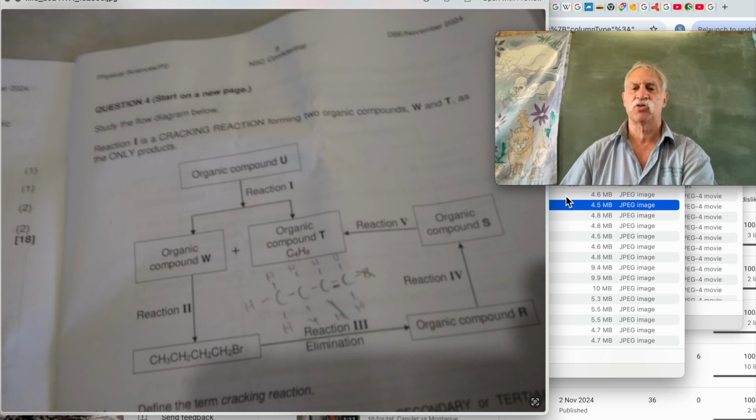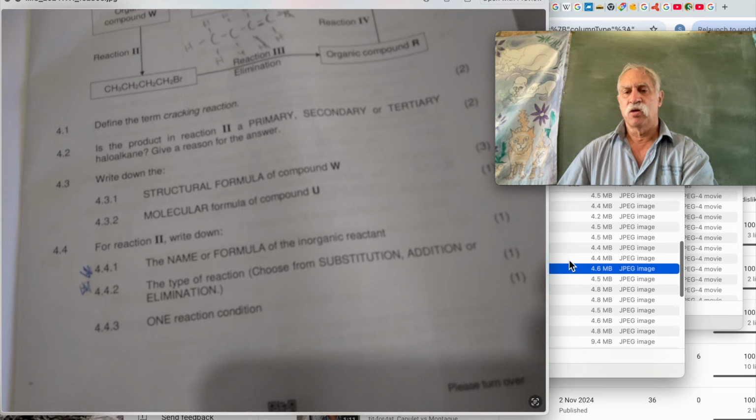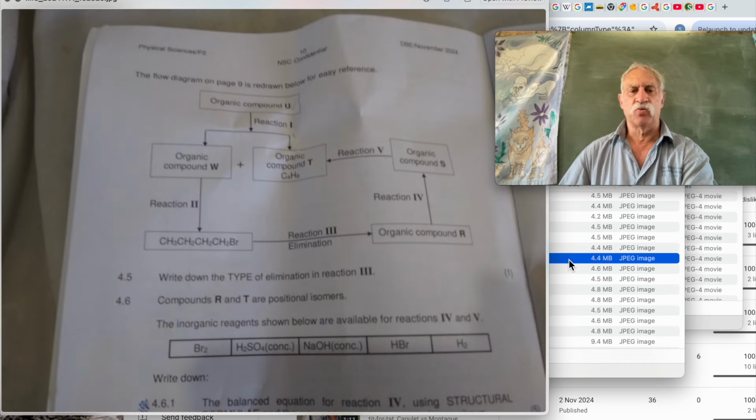So the rest of this is just theoretical. And then they ask all the questions regarding the substitution, addition, and elimination reactions. So I can't say that it's all that useful.